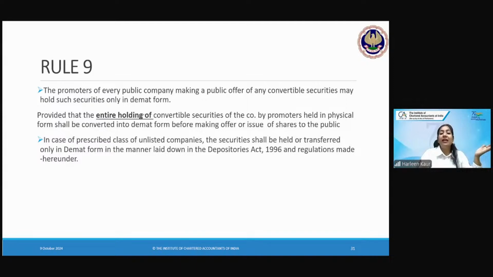So it says the entire holding of the securities by promoters and directors has to be converted into demat before you offer or sell your securities. For example, I'm a promoter of an unlisted public company and I want to transfer my securities. Before transferring my securities, I have to convert them into demat. There is a manner which has been laid down, a facility provided under the Depositories Act for how this demat conversion has to be done, which is given under Rule 9A.